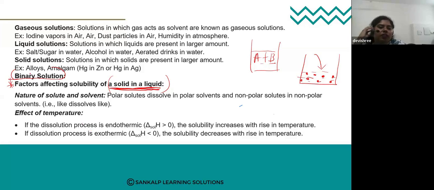Okay, so first of all, the first factor is the nature of solute and solvent. Polar solutes dissolve in polar solvents, non-polar solutes dissolve in non-polar solvents. Simple concept, that is, like dissolves like. Polar, for example NaCl. It has two poles, children. It is a type of ionic compound. An ionic compound is formed by ions, Na plus and Cl minus. So this has two poles, you see, plus and minus.